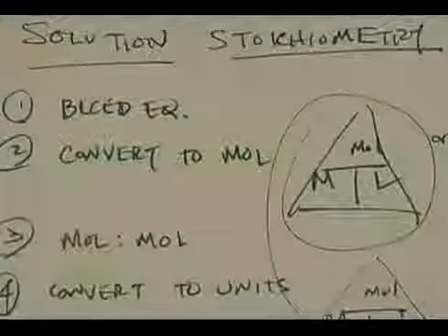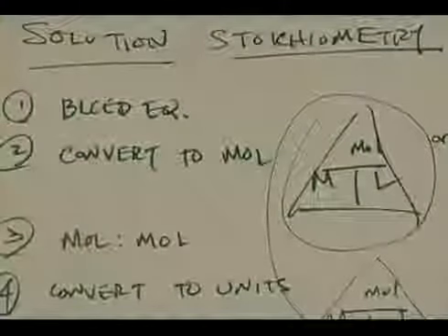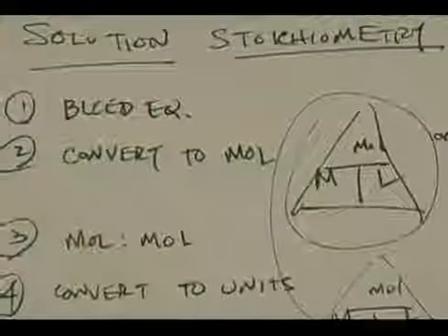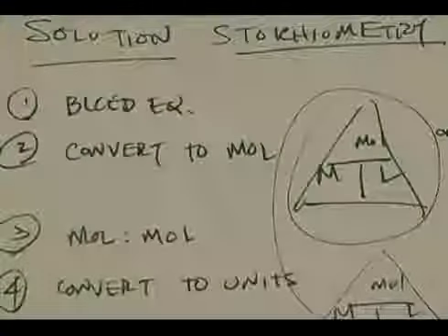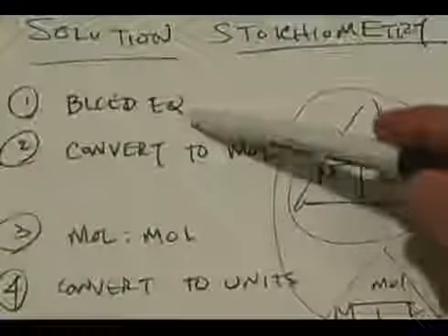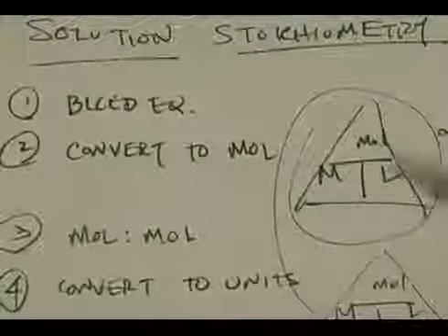One last video cast in Chapter 4 on solution stoichiometry. Three more sample problems. Once again, our steps in solving solution stoichiometry problems are: number 1, write the balanced chemical equation. Number 2, convert to moles, generally using the molarity triangle.